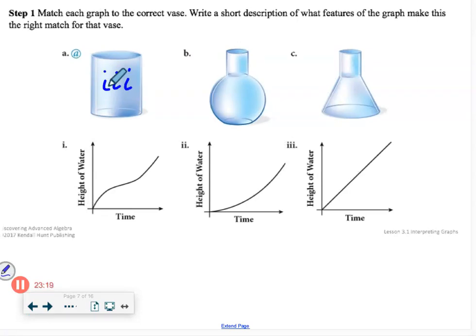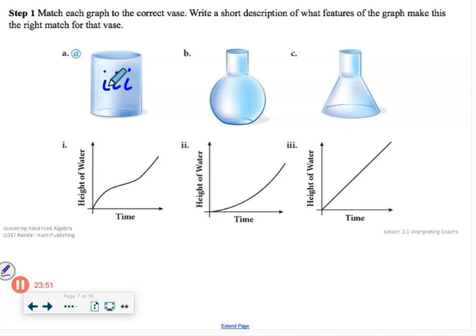All right, the next 2 took probably a little more discussion. Everyone said that B goes with graph 1. Does anyone want to explain why? The bottle has that curved thing at the bottom, and then it gets thinner, so it doesn't go in a straight line, it does a weird funky curve. Weird, funky curve, yes. So I'm going to break it down even more.